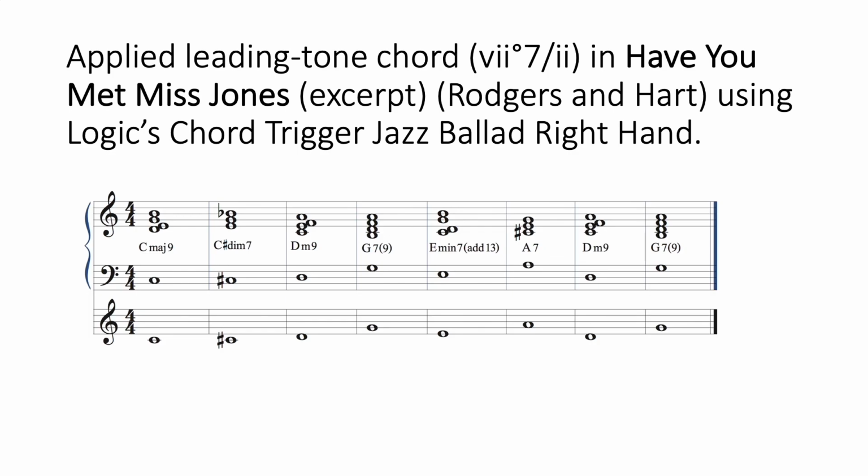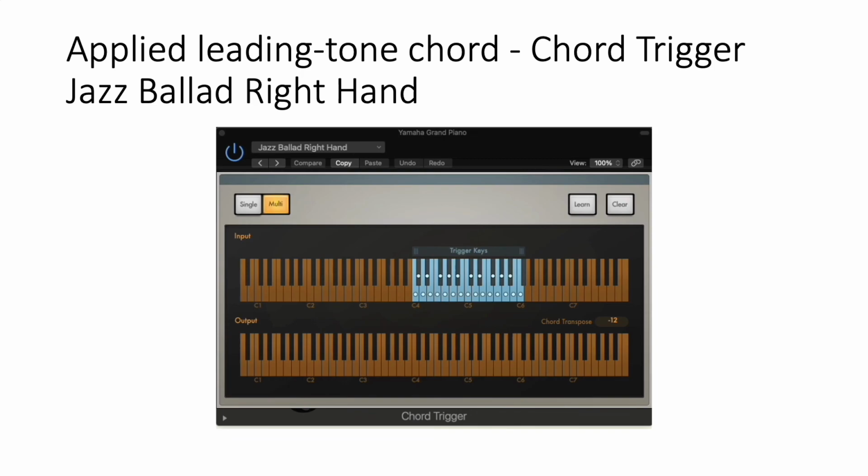In this case, we're starting in C major, then we have a C sharp diminished chord, and then a D minor chord, in this case, a D minor ninth chord. We'll use the chord trigger jazz ballad right hand.